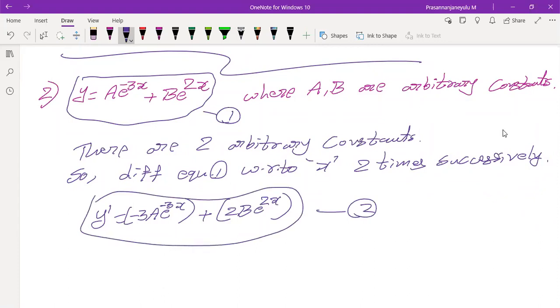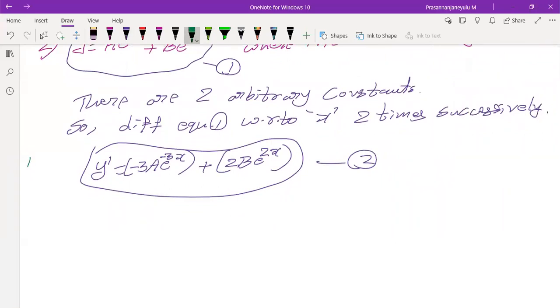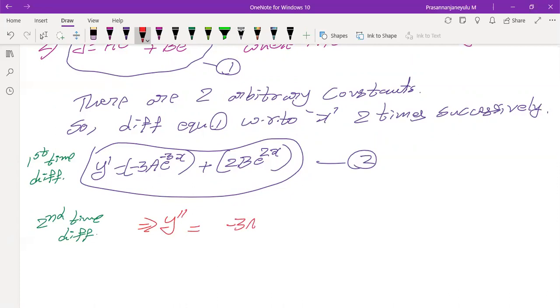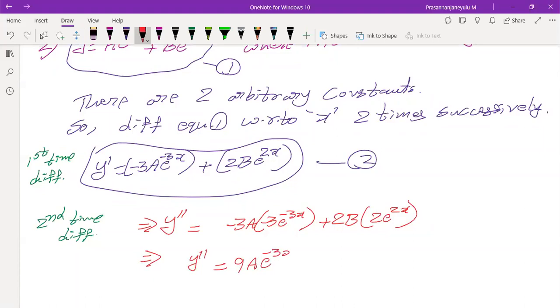Again, differentiate it. For the name's sake, I am writing here first time differentiation. Next, second time differentiation. When we do second time differentiation, what are we going to get? y double dash equals, differentiating y dash, minus 3a into minus 3 e power minus 3x plus 2b into 2 e power 2x. So with this, we get y double dash is equal to 9a e power minus 3x plus 4b e power 2x.